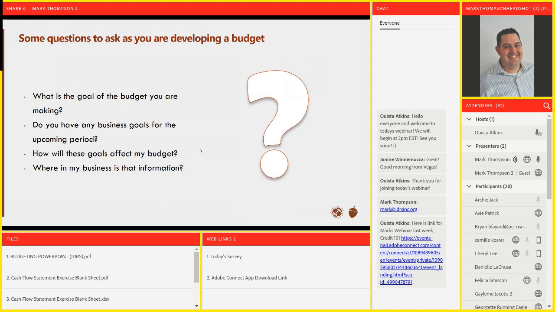And then also, how will these goals affect my budget, right? If you need to start saving a lot more money, we're going to have to maybe be cutting something, right? So we're asking all these different questions because these things are going to inform our budget.